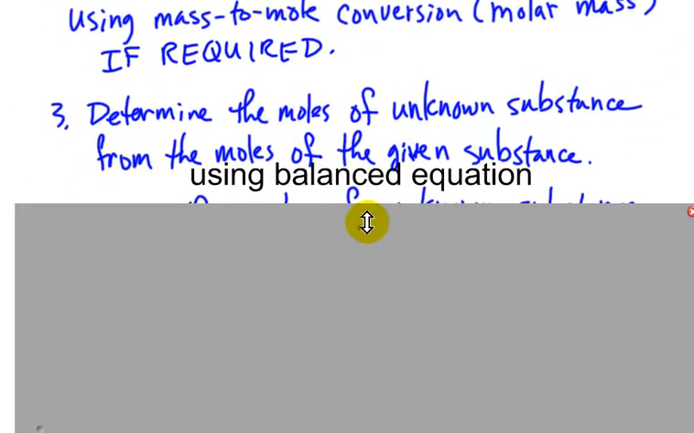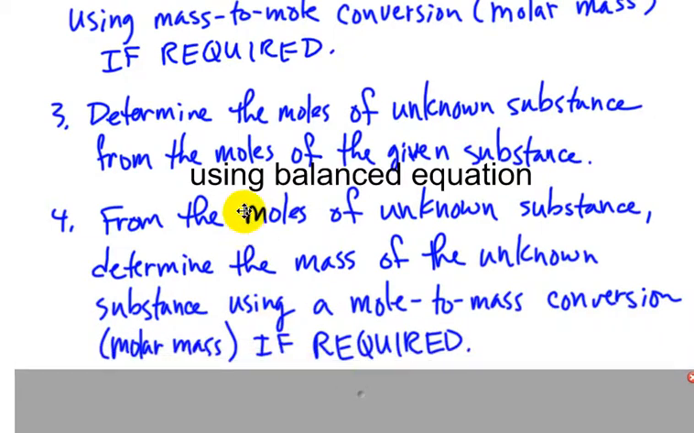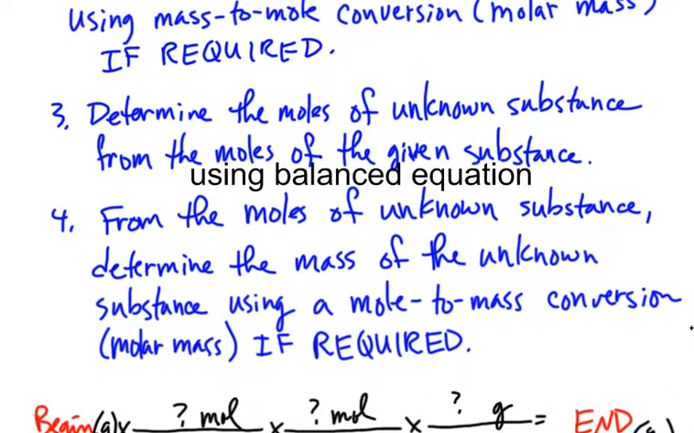So the final step, if needed, depending upon if you want your answer in moles or grams, from the moles of the unknown substance, determine the mass of the unknown substance using the mole to mass conversion, in other words, molar mass, if it needs to be. If it's simply a moles to mole calculation, you won't need to do that. Okay, there you have it.